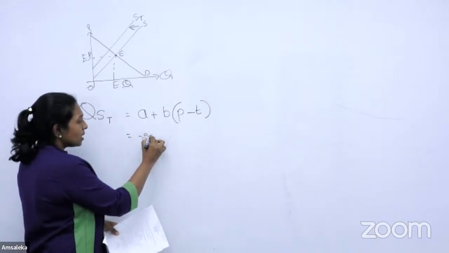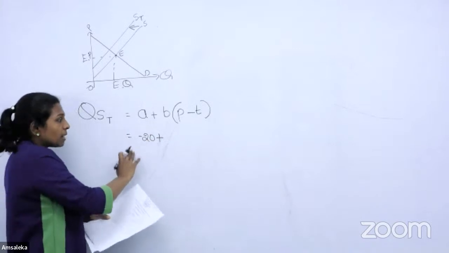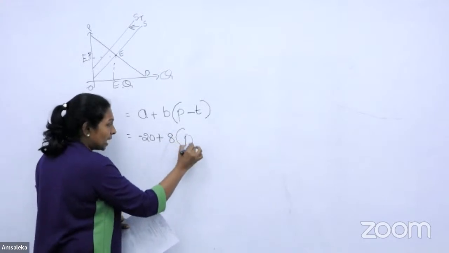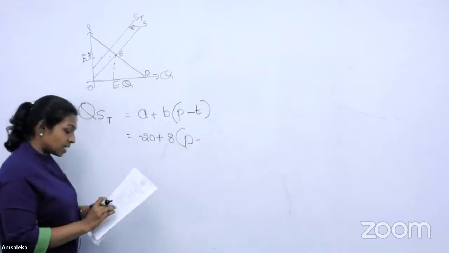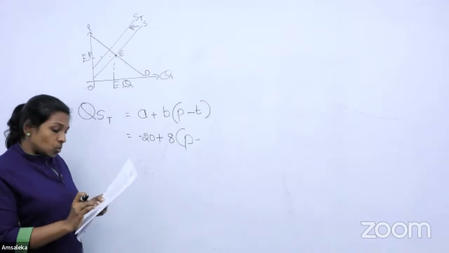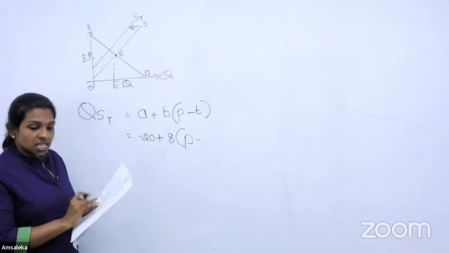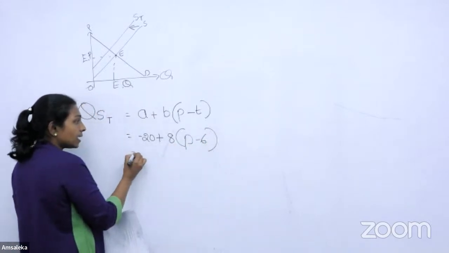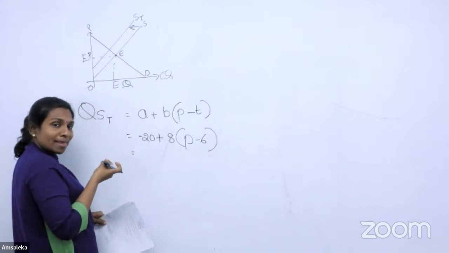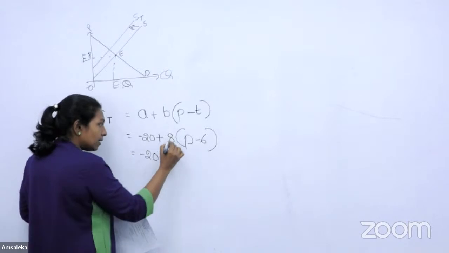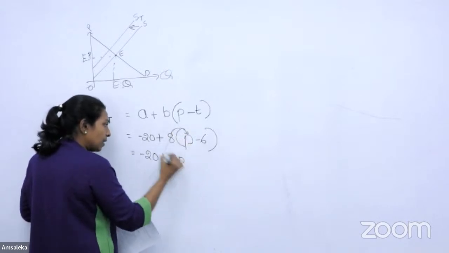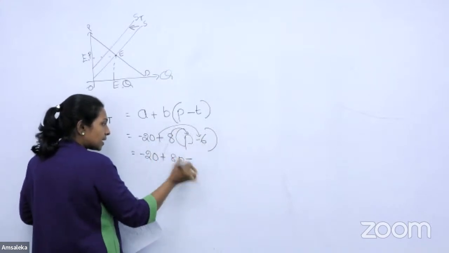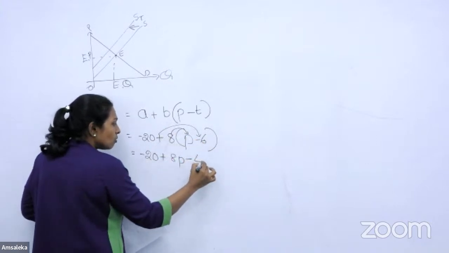Now the normal formula is minus 20. Same question, right? Minus 20. But B is 8. P. Now what is the tax imposed? If the government imposes a unit tax of ₹6. So how much? 6. Unit tax T is 6. I'm pretty sure you all are good in math, right? Okay. Minus 20, 8 into P, 8P. Plus and minus, minus. Plus and minus, minus. Therefore, 8 into 6, 48.